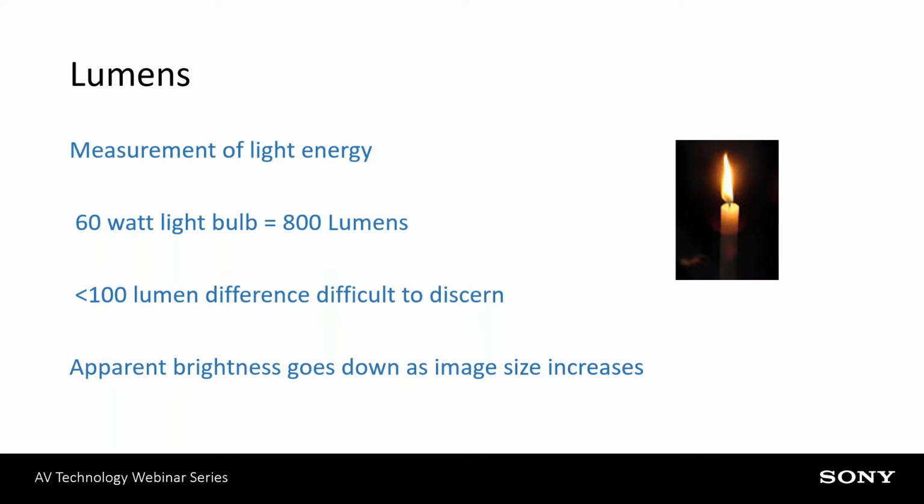A lumen is a measurement of flux energy. It's a measurement of light energy, if you will. To give you an idea, a 60-watt incandescent light bulb is roughly 800 lumens, give or take.